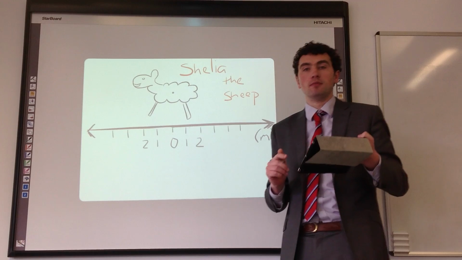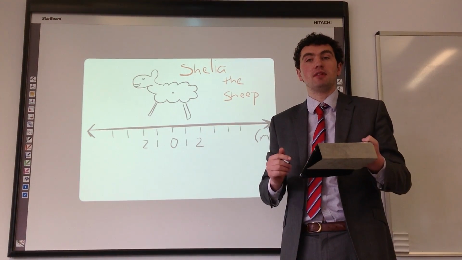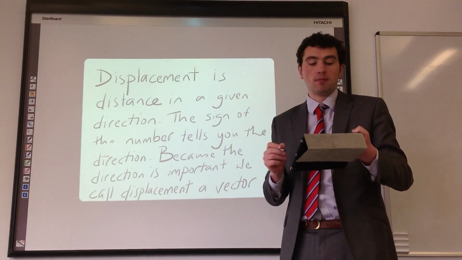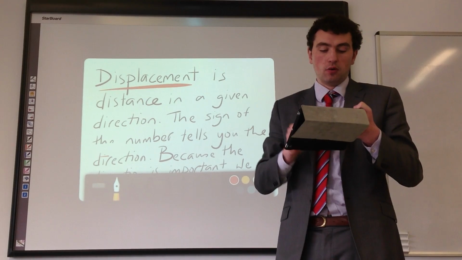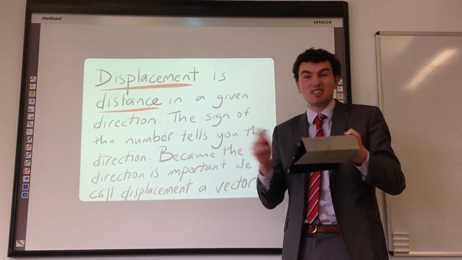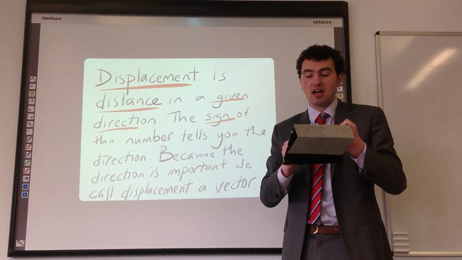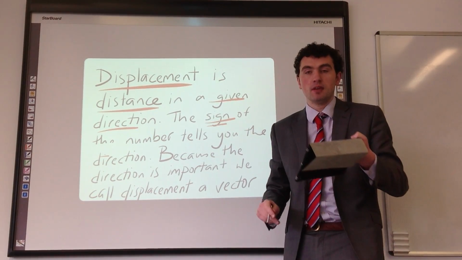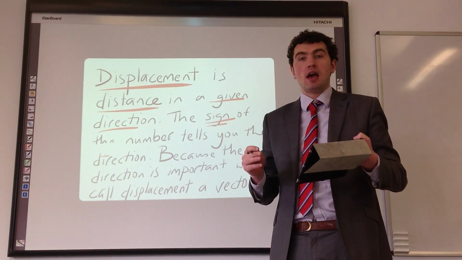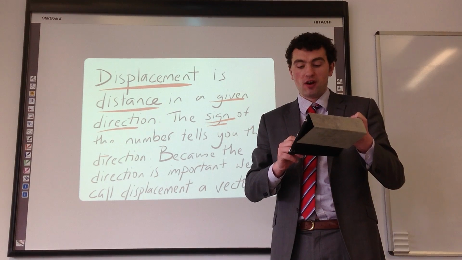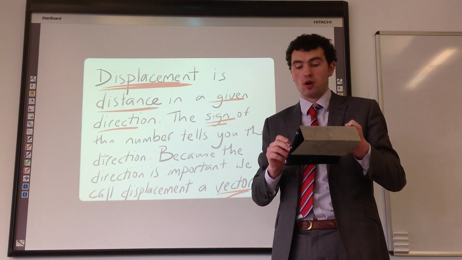And this is the problem with distance. Distance tells me how far, but it doesn't tell me the direction. To get over this problem, we're going to define something called displacement. So displacement is similar to distance, but it's in a given direction. That's very, very important. And the sign of the number tells you the direction. Now, in physics, when a quantity has an associated direction, we refer to that quantity as being a vector quantity. So displacement is a vector quantity.